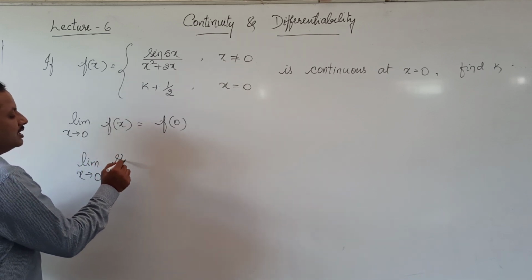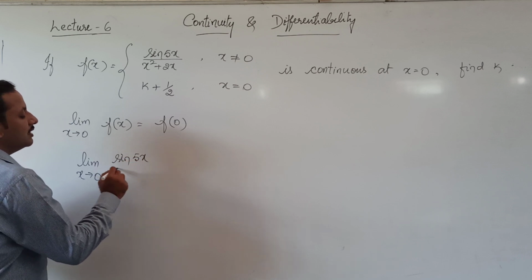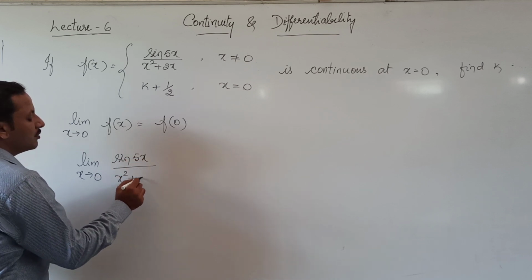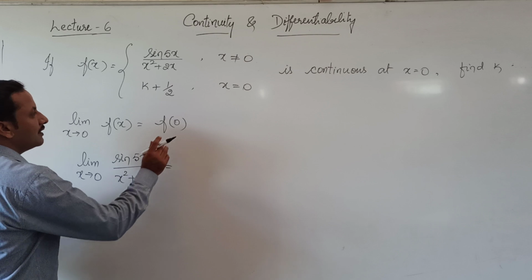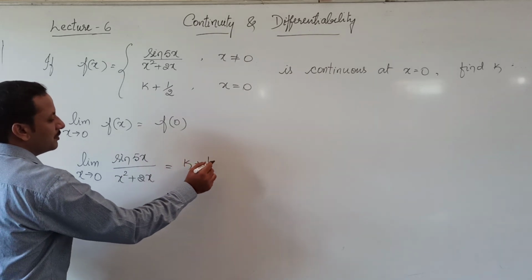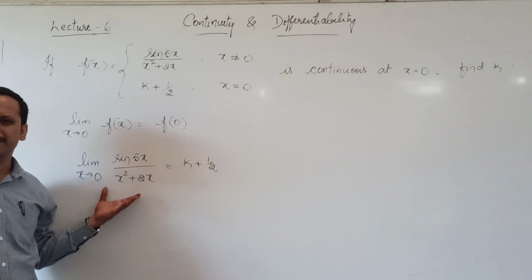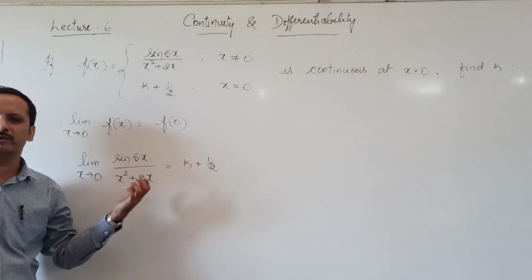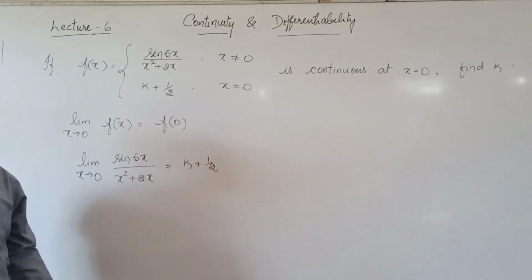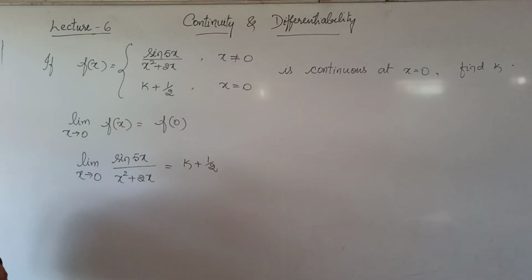f of x is sin 5x divided by x square plus 2x, that's equal to f of 0, which is k plus 1 by 2. First we will evaluate this limit. After that we will bring that 1 by 2 to LHS so that we will get the value of k. Okay, so how to evaluate this?